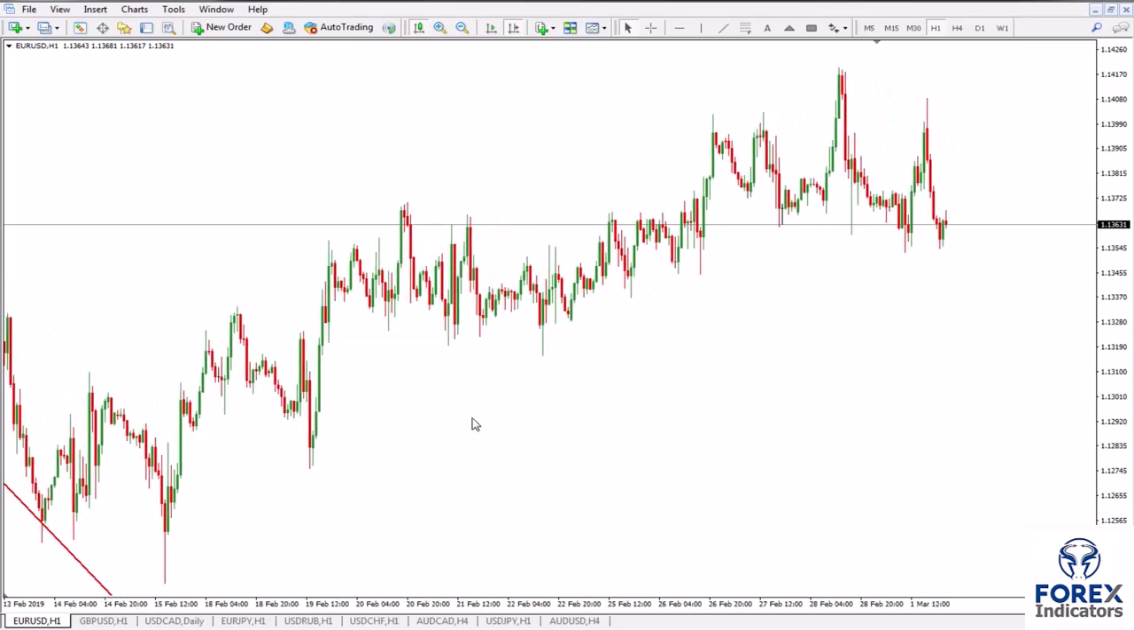Let's first say something about support. Support is always a certain zone below the current price. So if this is the current price level, we can find the support zone somewhere below that level.